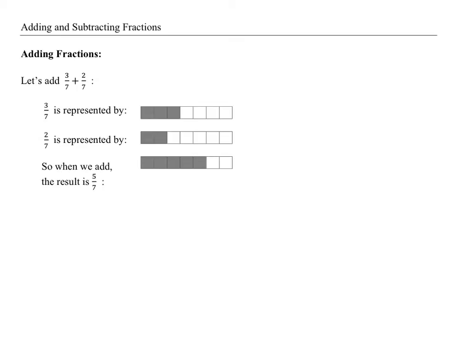Now we're going to add and subtract fractions. So if we think about it, 3/7 is represented by this, okay, 3/7. 2/7 is represented by this. And so if we add them, I have the 3 from the first guy, the 2 from the second guy, so I get 5/7.